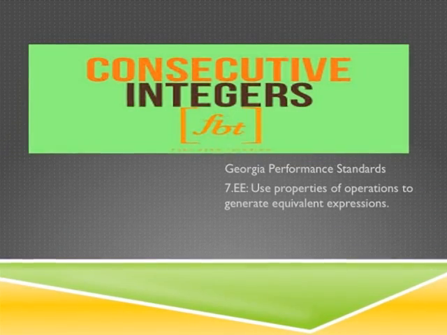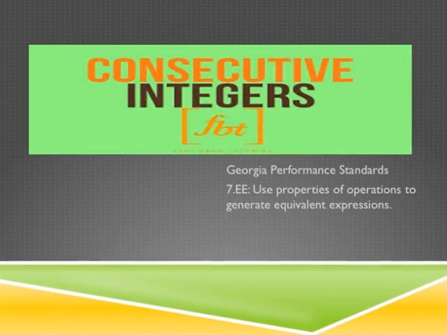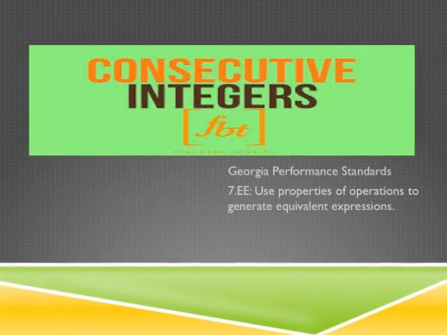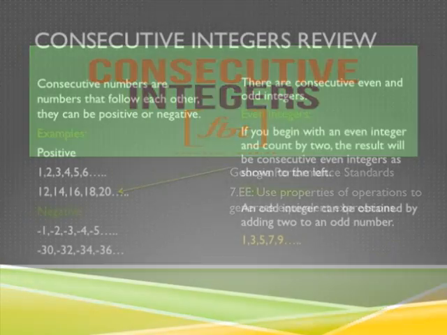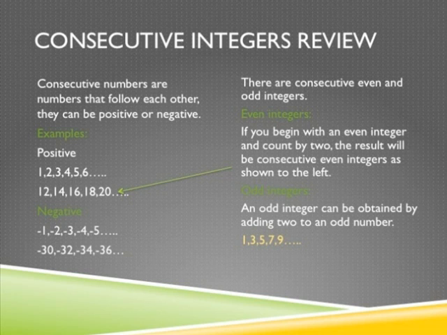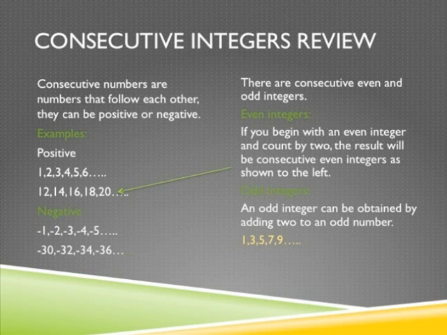This section covers consecutive integers. Let's begin. Consecutive integers are numbers that follow each other and they can be positive or negative. Let's look at some examples.